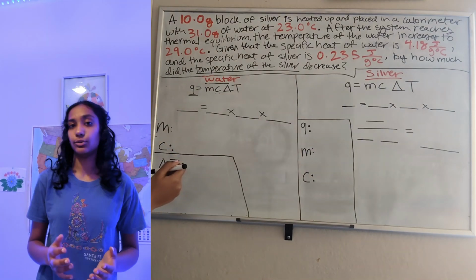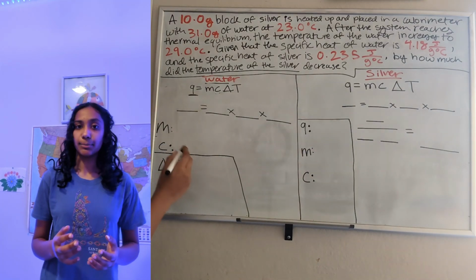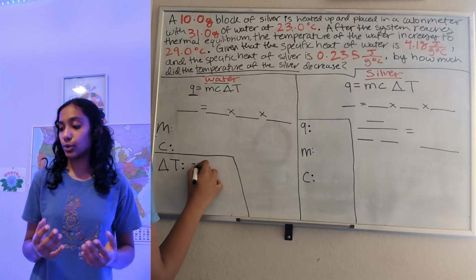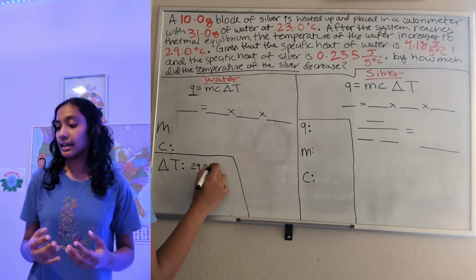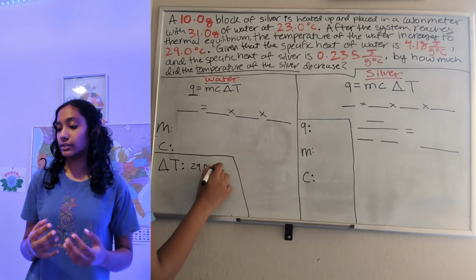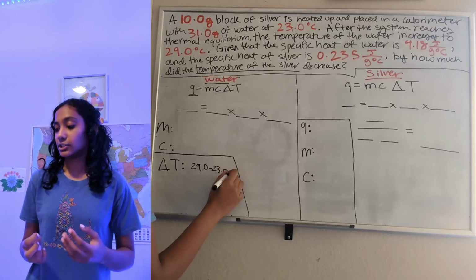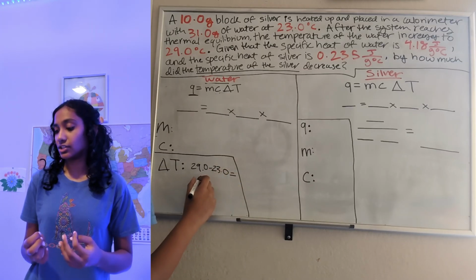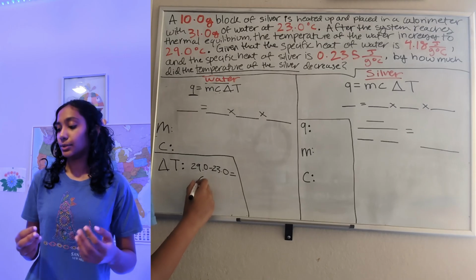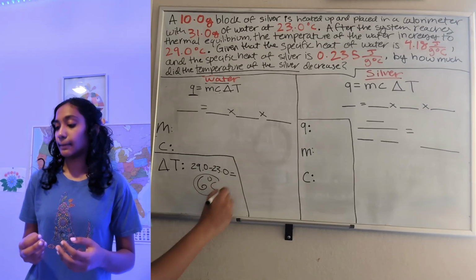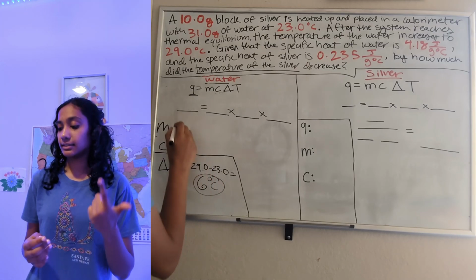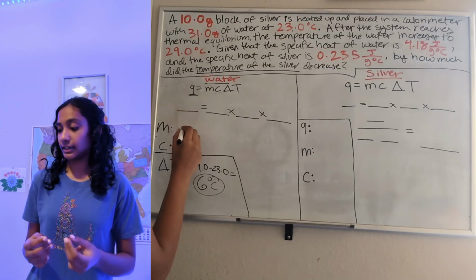First, let's find Q for the water. The final temperature of the water is 29.0 degrees Celsius, and the initial temperature of the water is 23.0 degrees Celsius. Subtracting initial from final gives us the change in temperature, or delta T, which is 6 degrees Celsius. Now we can multiply m, c, and delta T for the water.